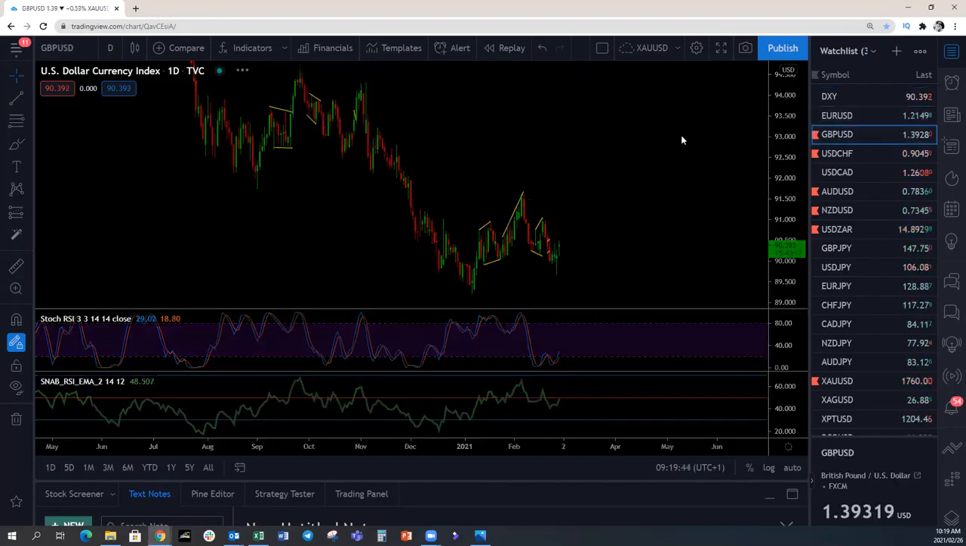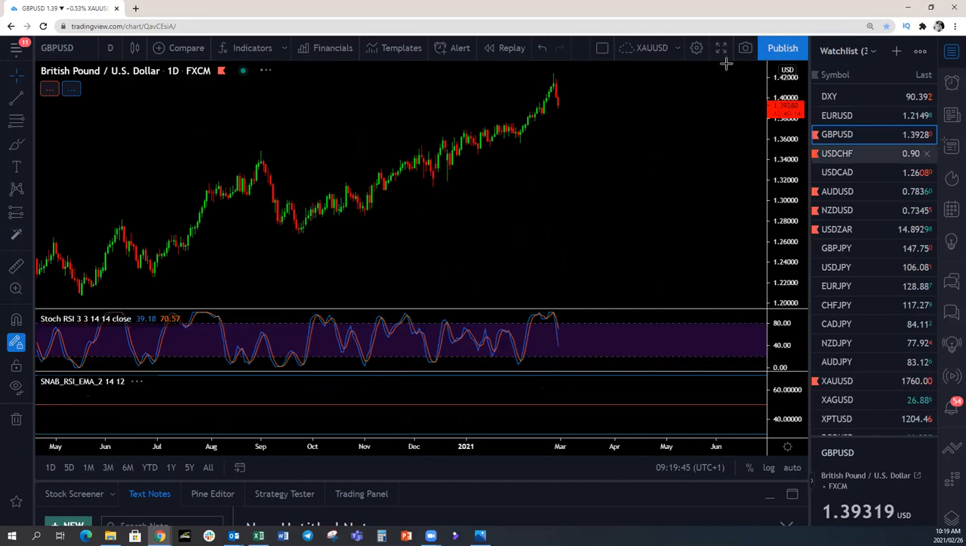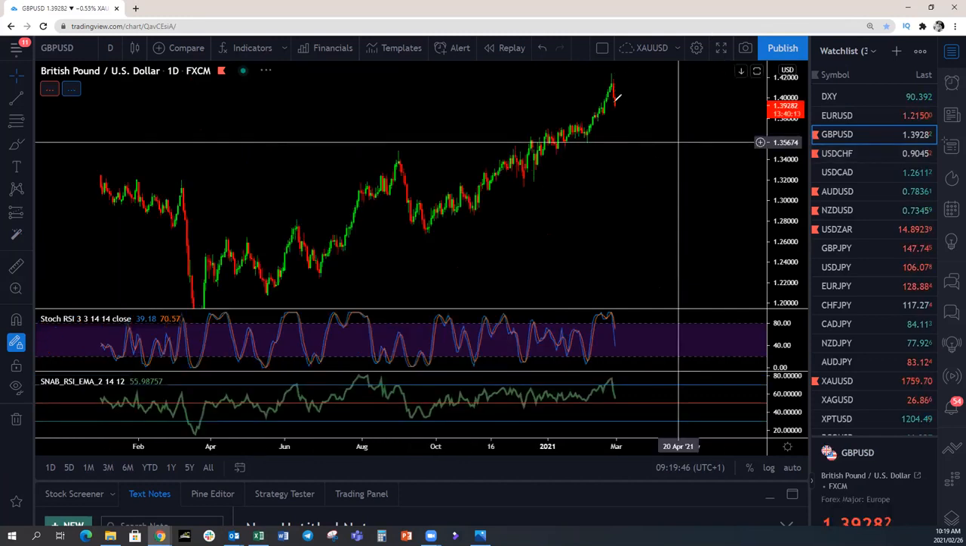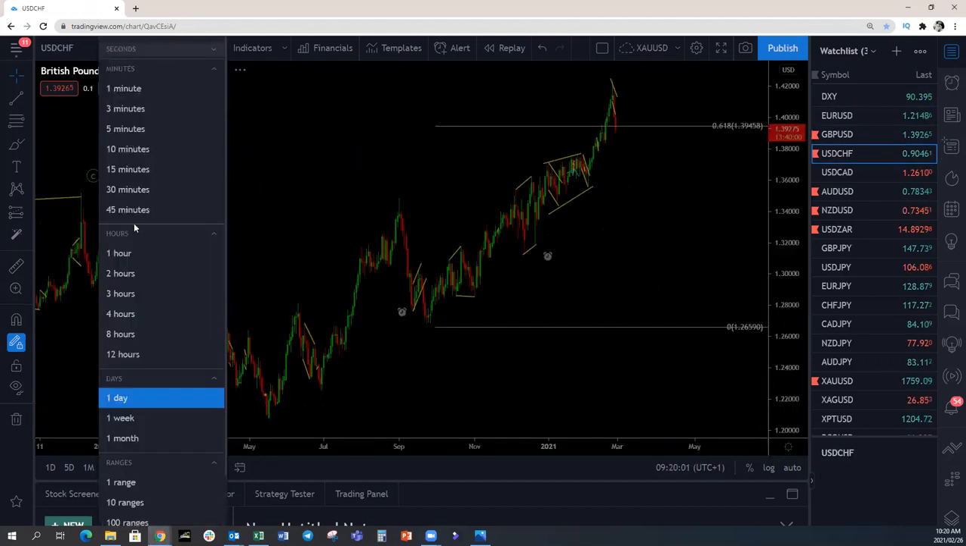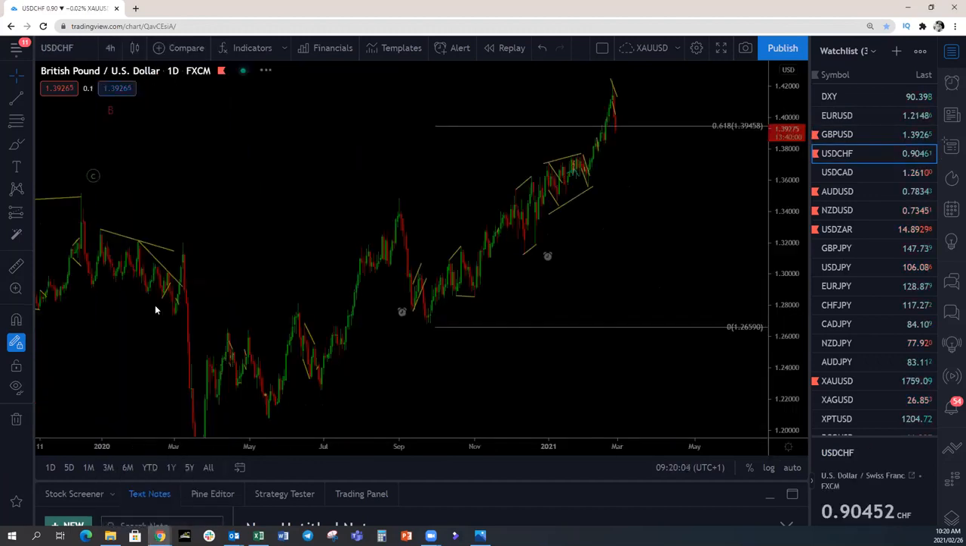Pound US dollar showing some pullback currently. Do not be fooled by just this one single impulse. It doesn't mean anything until we get something like this. Then we can start looking at that and then look for a resumption of the move to the upside. Remember, we're looking for 144 on this one. We are nowhere close to that. We're still about 400, 500 pips away from those levels.